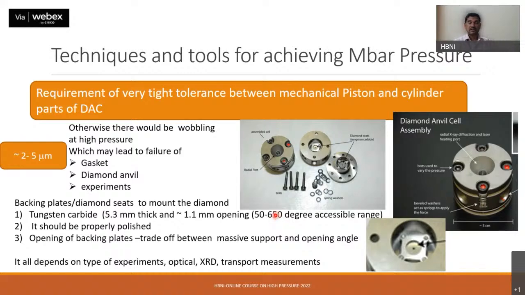Himanshu might have told you the principle of massive support. So you want to keep more massive support, and you want to minimize this angular opening. These backing plates, this diamond seat, should be polished enough. And for the opening of backing plates, there is a trade-off between massive support and this opening angle.